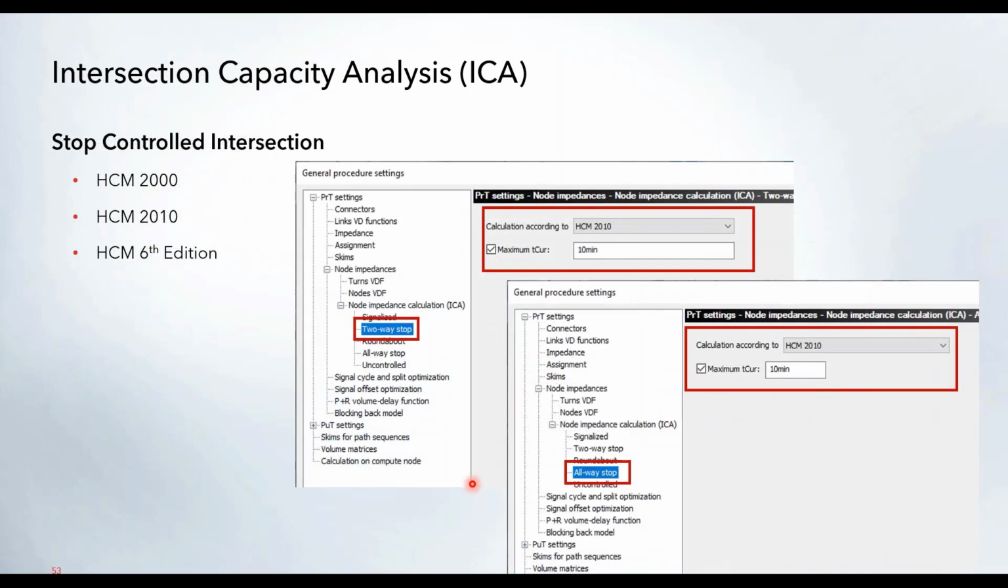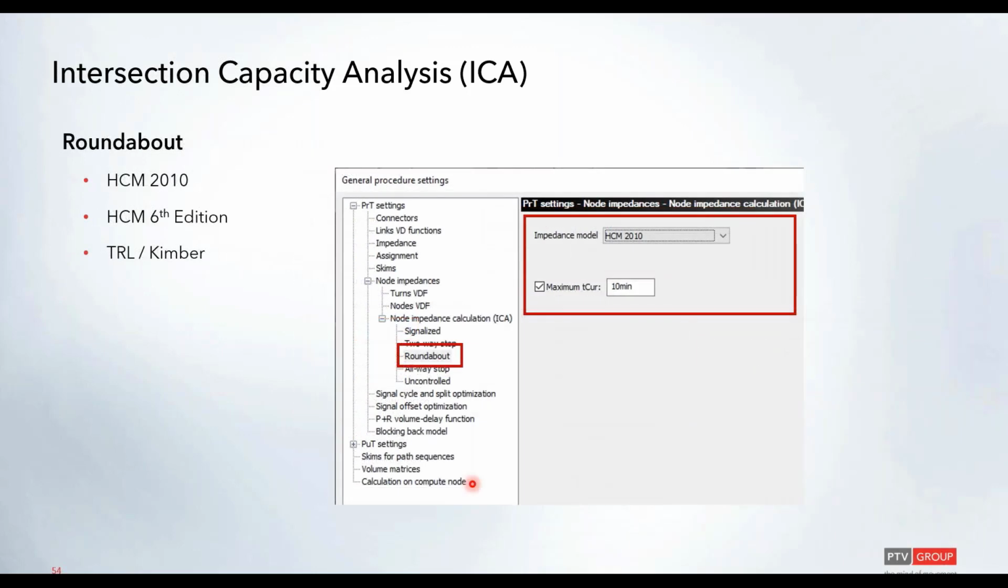All right, same thing applies for the other types of controls. Two-way stops and all-way stops, you can choose from either 6th edition, 2010, or 2000 version of HCM. Same for roundabout, 6th edition, 2010, or if you would like to go with the Kimber method, you can choose to go with that as well.